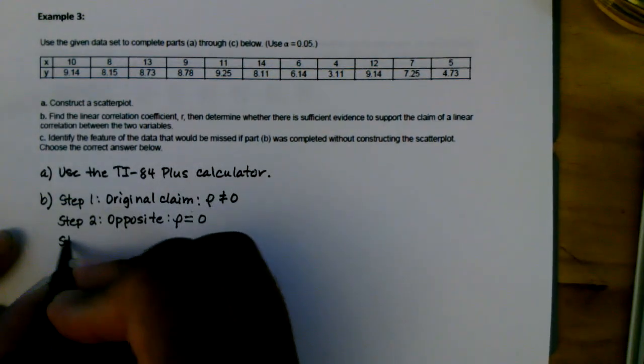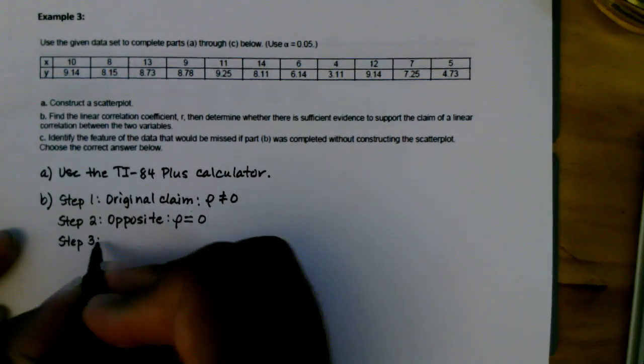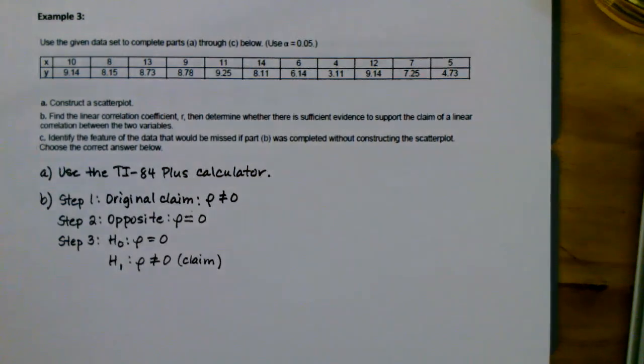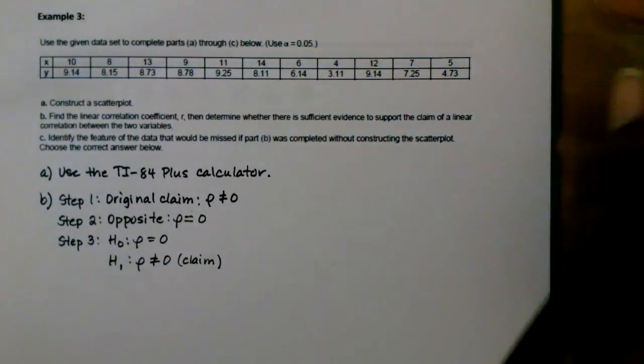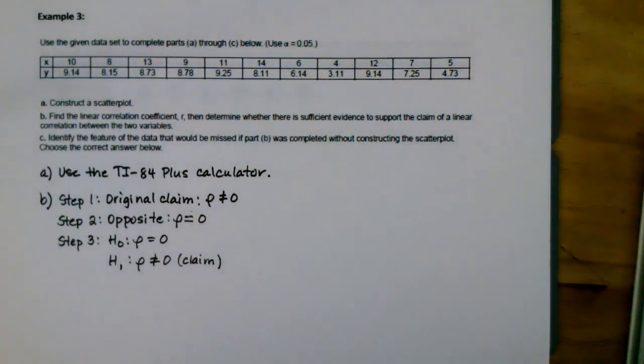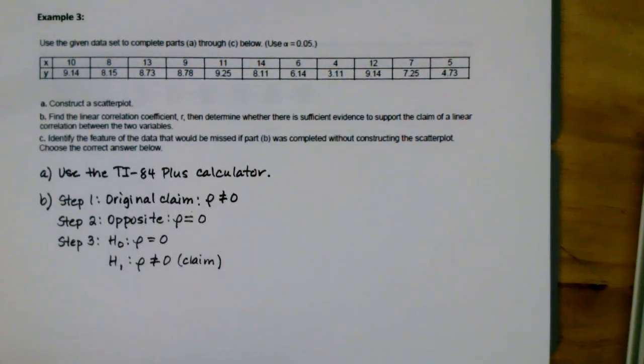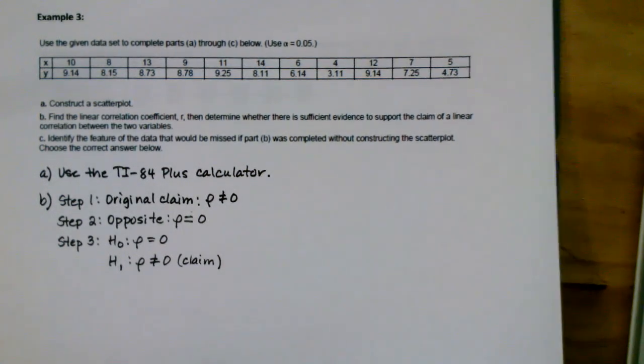And then step number 3 is the null and the alternative hypothesis. The null always has the equal sign, rho is equal to 0, but the alternative has the not equal to sign. And our alternative is always going to be the claim. And again, this is always going to be that way when you're dealing with a hypothesis test for a linear correlation.